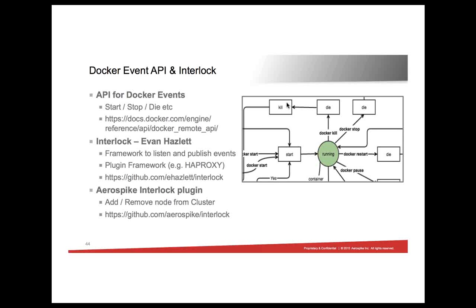arriving and disappearing. The second part we used is a component called Interlock, written by Evan Hazlitt, who is an awesome engineer. You can see his Git repo there. Essentially, what Evan has done is he built a framework that listens to these events and allows you to create plugins so that you can do specific types of behavior. One of the plugins that he provides is for HA Proxy. And so this is how we got the automatic registration of the additional web nodes.